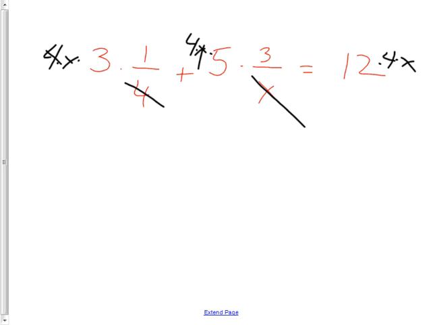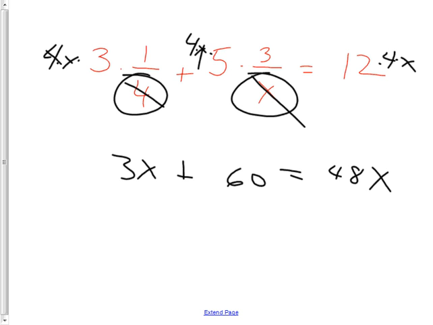And now I've got 3x plus 5 times 4 is 20 times 3 is 60 equals 12 times 4 is 48x. And from there, that's baby algebra. You guys can obviously handle it from there. So I was just trying to multiply like that, by both the denominators, to remind you of that technique.